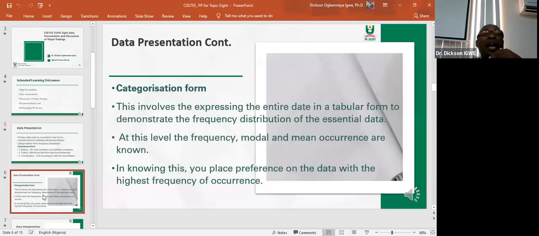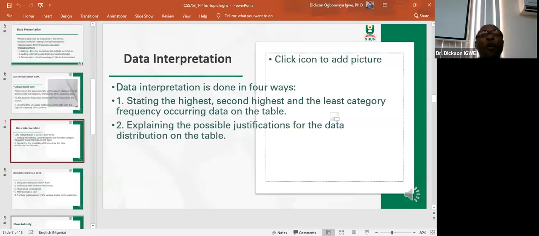The next one is data presentation continuing, which is under categorization form. This involves the expressing of the entire data in a tabular form to demonstrate the frequency distribution of the essential data. At this level, the frequency model and the mean occurrence are known. In knowing this, you place preference on the data with the highest frequency of occurrence as well as the least frequency of occurrence. So we go to data interpretation.